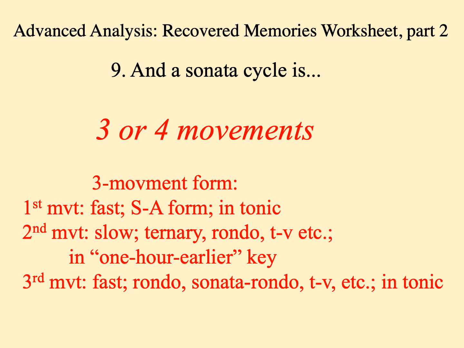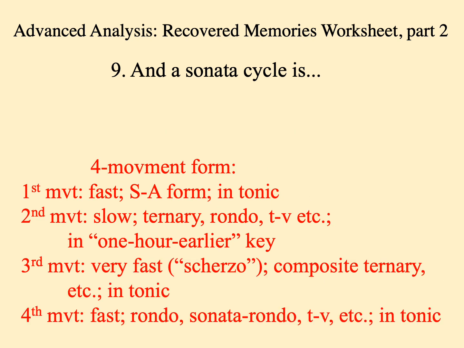Here's how a 4-movement design goes. Now for a 4-movement sonata cycle, a lot of the same things stay in effect. You've still got the same form for the first, second, and last movements, but there's a third movement inserted, which is what we come to know as the scherzo, a very, very fast movement. A lot of times scherzo are in composite ternary forms, like a minuet in trio form or a scherzo in trio form or whatever. So that's sort of what we're talking about when we're talking about 4-movement sonata cycles.